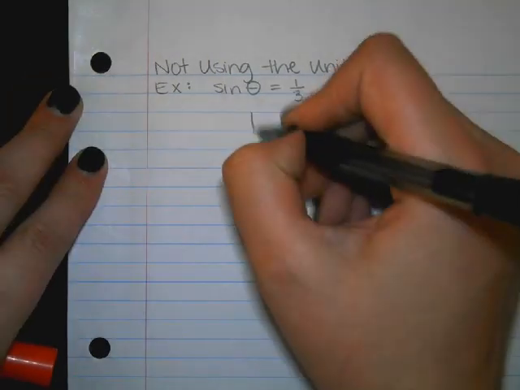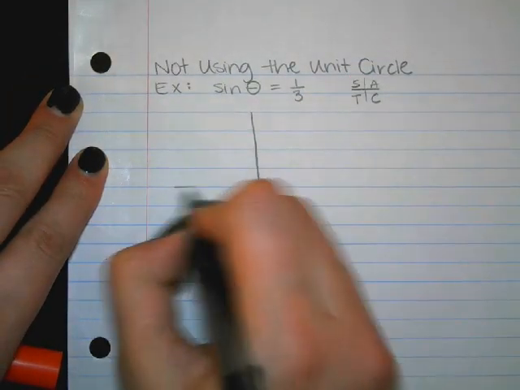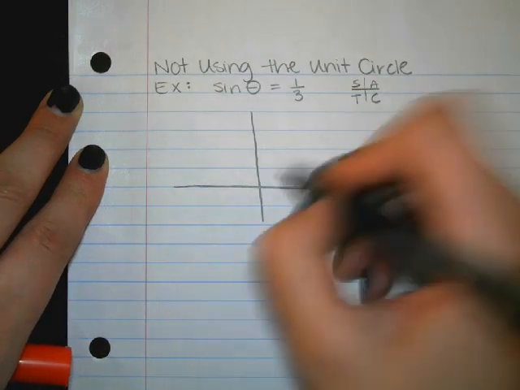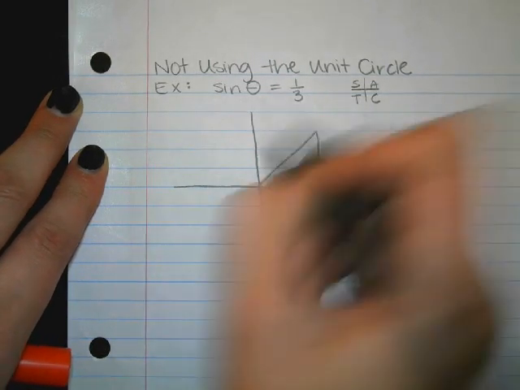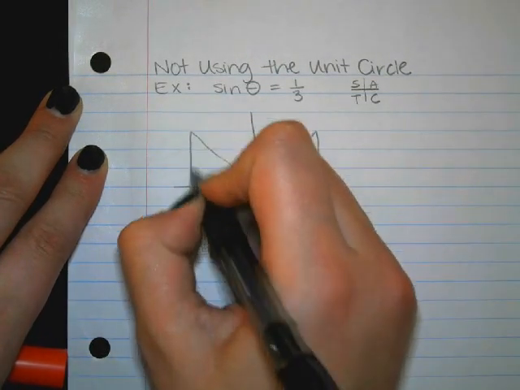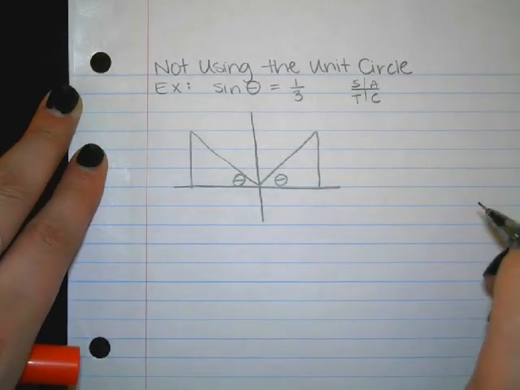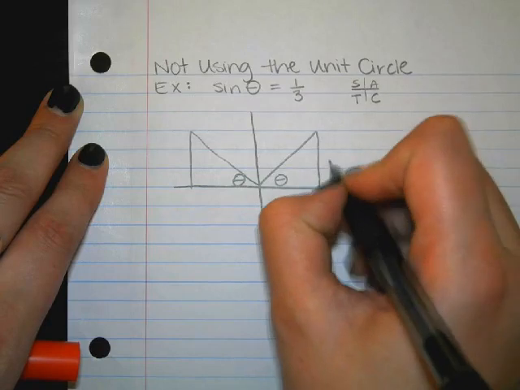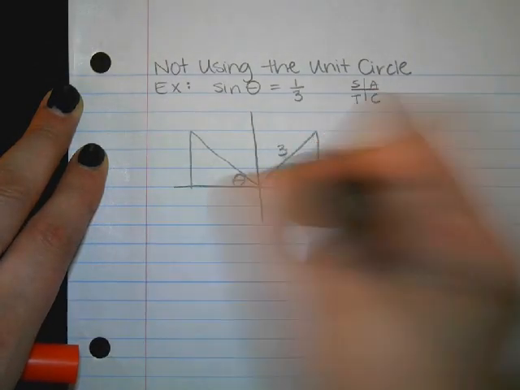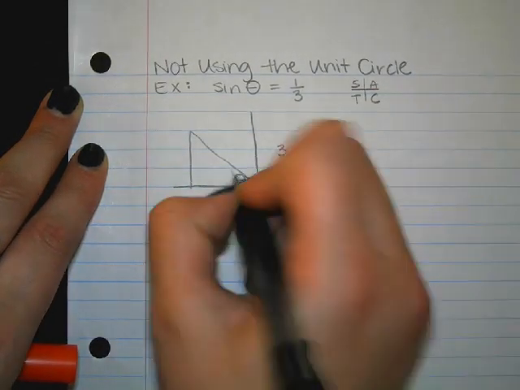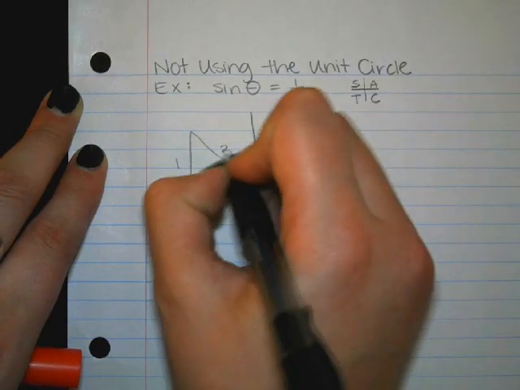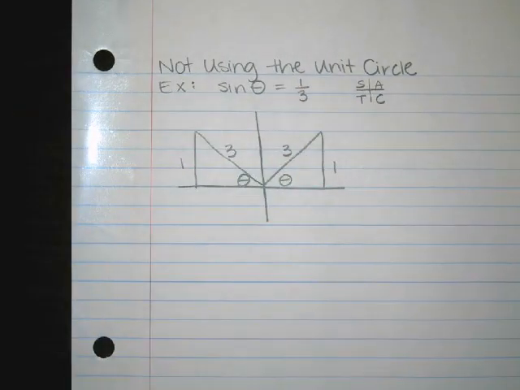So I'm going to go ahead and draw a picture in quadrant 1 and 2. There's my triangle. Here's the angle that I'm talking about. I have my opposite side and my hypotenuse. I have the opposite side and the hypotenuse. Make sense so far? Okay.